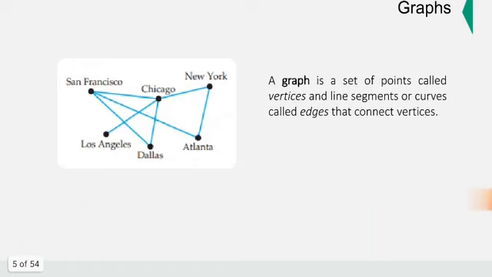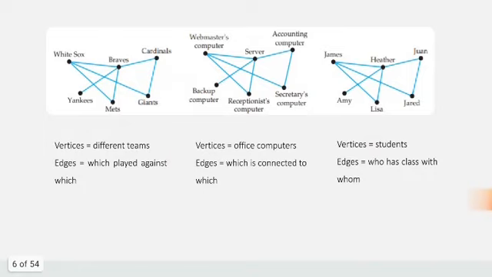So this is an example of a graph. You have a set of points. These dots, we will call them vertices. And the line segments connecting them, we will call them edges. Sometimes you will see curves instead of line segments, but that's still an edge because it's connecting the two dots or the two vertices.